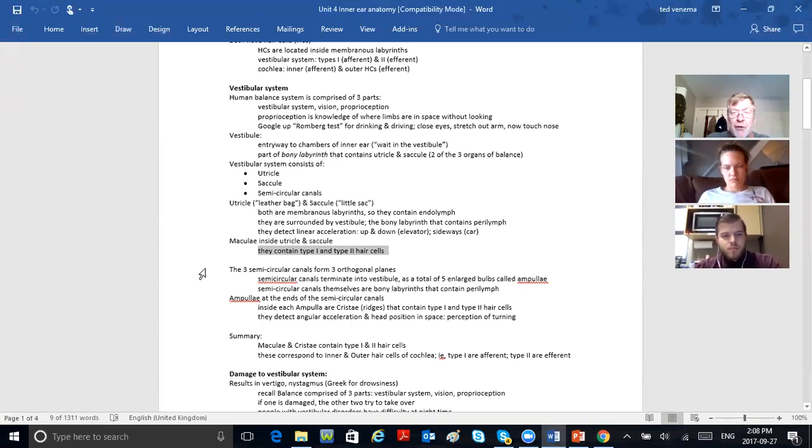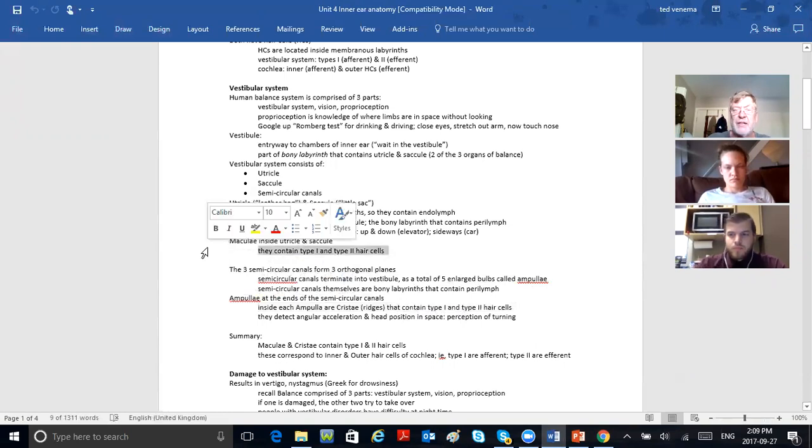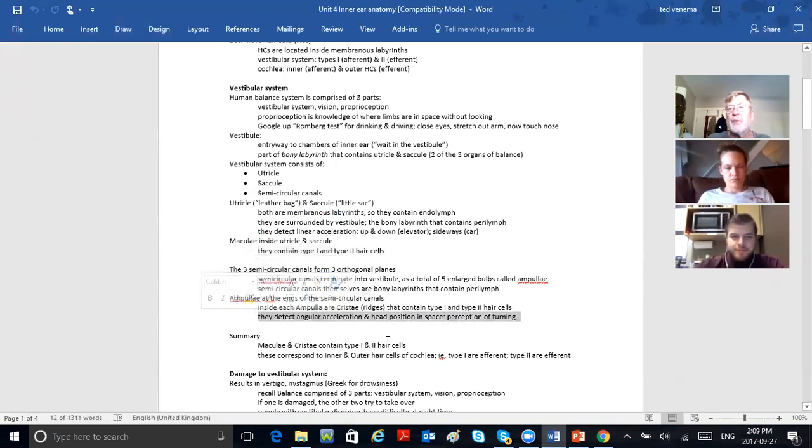Anyway, the 3 semicircular canals form 3 orthogonal planes. They terminate in these enlarged bulbs called ampullae. Okay, ampullae are at the ends of the semicircular canals. Inside of each of them is a cristae, that bulge. You don't have to know what that word cristae is, it doesn't matter, but it contains type 1, type 2 hair cells, just like the utricle and saccule contain type 1, type 2 hair cells. And ampullae detect angular acceleration and head motion in space. Perception of turning.